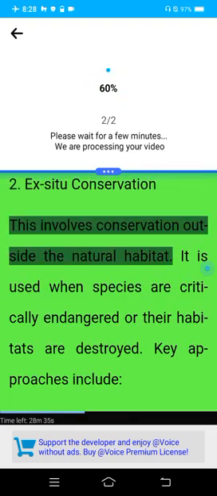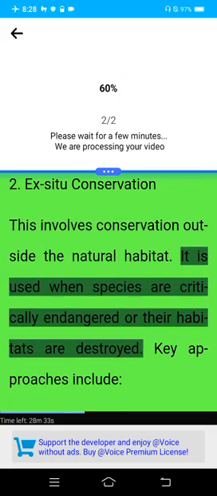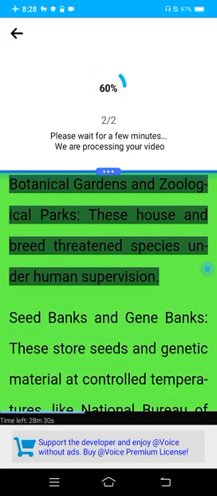2. Ex situ conservation. This involves conservation outside the natural habitat. It is used when species are critically endangered or their habitats are destroyed. Key approaches include botanical gardens and zoological parks. These house and breed endangered species under human supervision.